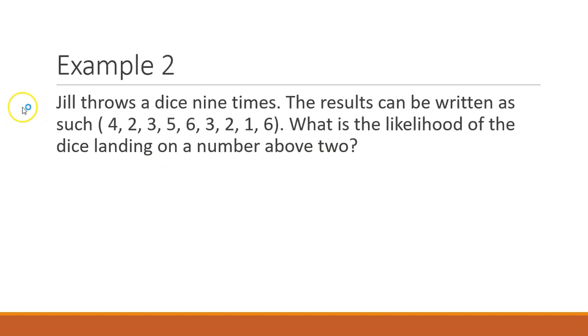And example 2: Jill throws a dice 9 times. The results can be written as such: 4, 2, 3, 5, 6, 3, 2, 1, 6. What is the likelihood of the dice landing on a number above 2?